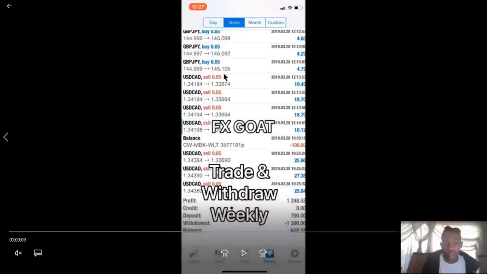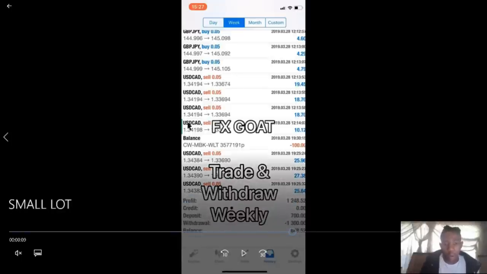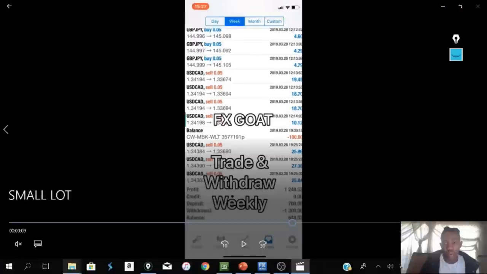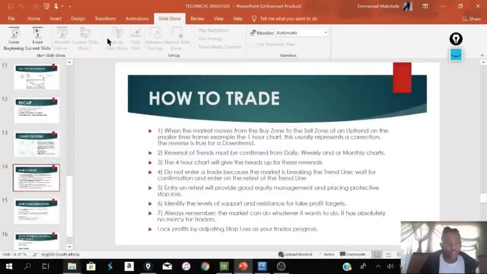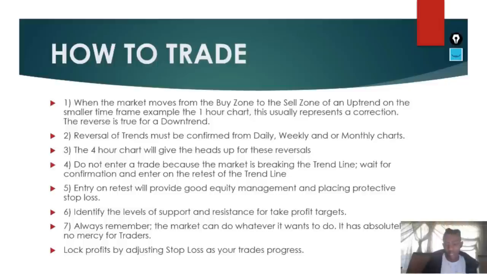As you can see, this one was basically a small take profit because it was a scalp. That reversal that you saw there, yeah, that's the kind of trade we also take. So it will depend on the ones that you want. How you apply the strategy will be basically up to you.